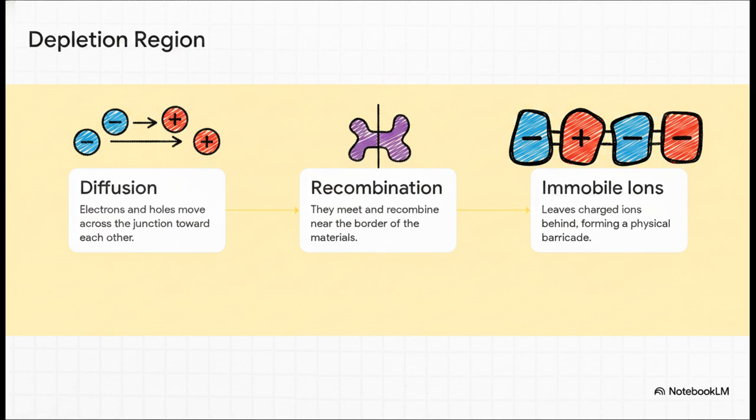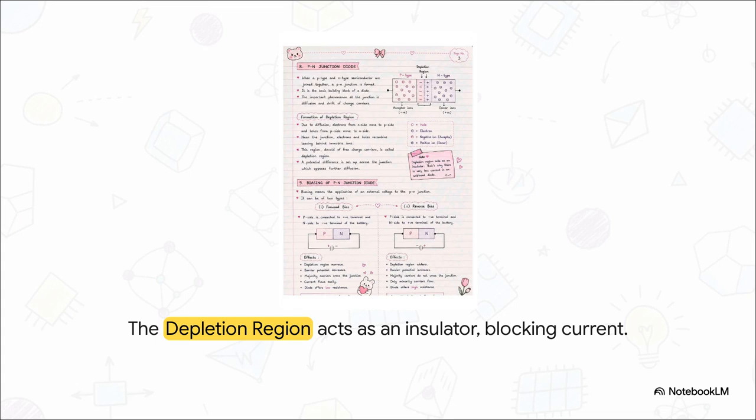But here is the catch for Step 3. When they recombine, they leave behind these charged, immobile ions that are locked in place. So this initial rush of charges rapidly builds a physical barricade right at the border that entirely stops any further flow. And that barricade is what we call the depletion region. It is completely 100% devoid of any free charge carriers. It's just a solid wall of positive and negative immobile ions.